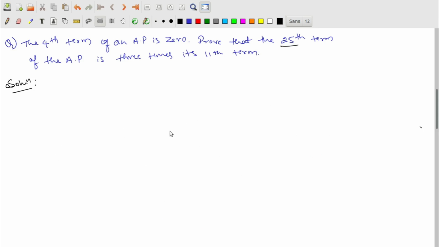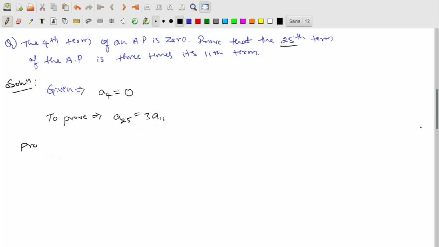The fourth term of an AP is 0. Prove that the 25th term of an AP is 3 times its 11th term. So let me just write the given data here. So what is given? It is given that the fourth term, that is a4, of an AP is 0, and to prove, the 25th term, that is a25, is equal to 3 times its 11th term, right?